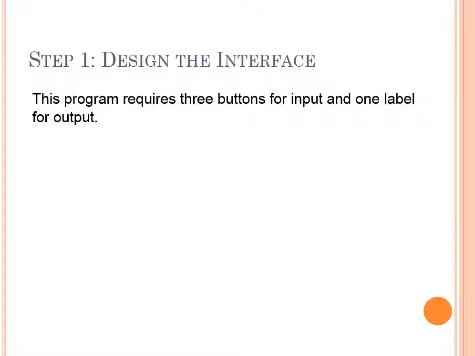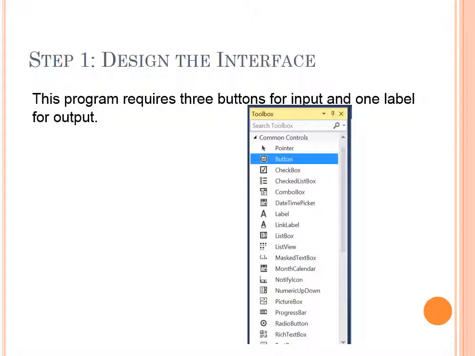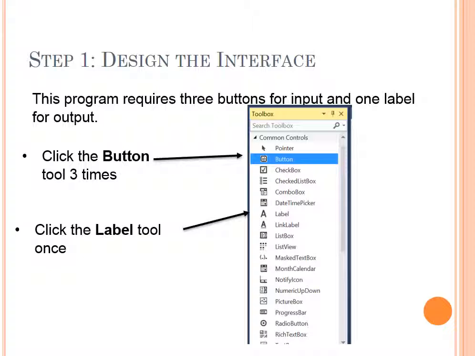Okay, in terms of the input and output, we know that we have 3 buttons for input and 1 label for output, okay? So when you open your program, you're going to see a form, and you'll see the toolbox. Remember our friend the toolbox that we have pinned? And so what you want to do is click the button tool 3 times to create 3 buttons, and click the label tool once to create a label. So that's pretty much what we need. 3 buttons for input, 1 label for output.